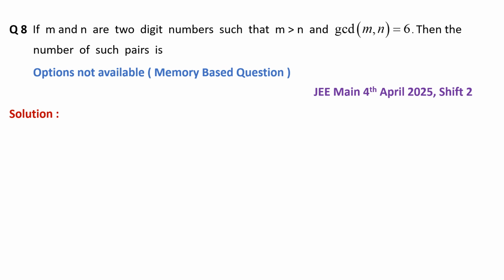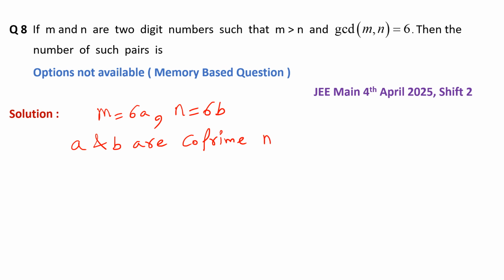Now students, since the GCD of m and n is 6, so I can assume m equal to 6a and n equal to 6b, where a and b are co-prime natural numbers. Now students, since m is greater than n, so that means 6a is greater than 6b, or I can say a is greater than b.